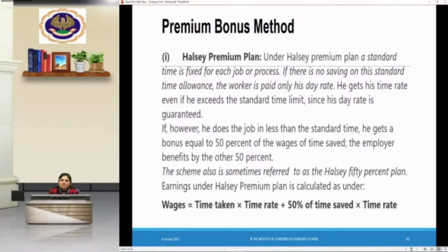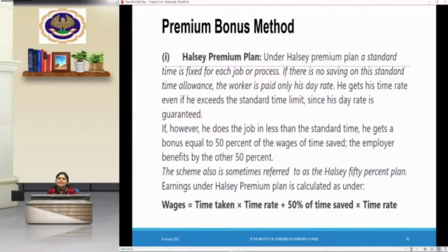So then we have the premium bonus method. One of the most famous methods is the Halsey Premium Plan. We also call it the 50% premium plan. Under the Halsey Premium Plan, a standard time is fixed for each job or process. If there is no saving on the standard time allowance, the worker is paid only his daily rate.